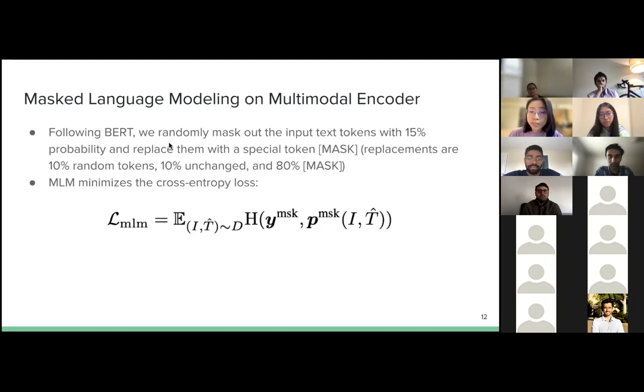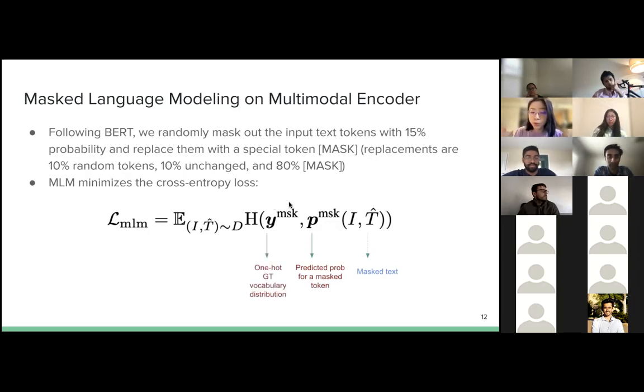They actually probably followed most of the BERT approach here. We randomly mask out some of the input text tokens with a 15% probability, and then we replace them with a special mask token, where the replacements are 10% random tokens, 10% unchanged, and 80% mask, following the BERT approach. And here, we want our model, the multimodal encoder outputs, to predict the probability for a masked token. We have this y mask to denote the one-hot ground truth vocabulary distribution. So if the model is able to predict that masked text correctly, we can minimize this cross entropy loss.